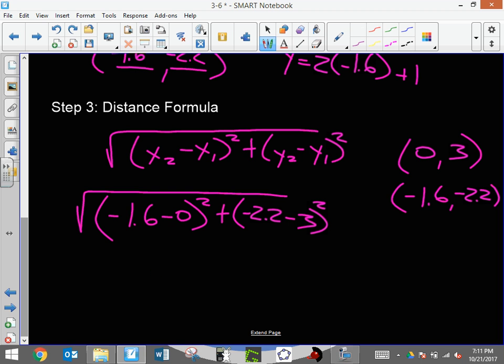That's going to get you a distance of 3.2. Again, I'm going to leave it like that. You can certainly find the decimal approximation if you'd like. I'm just going to leave it in terms of the square root. But that's going to be your answer, and that's your distance between your two parallel lines.